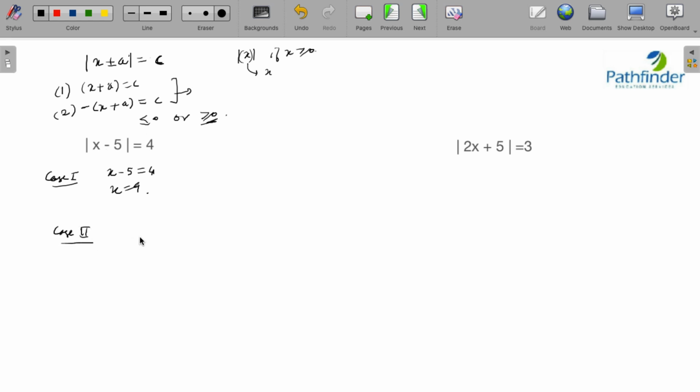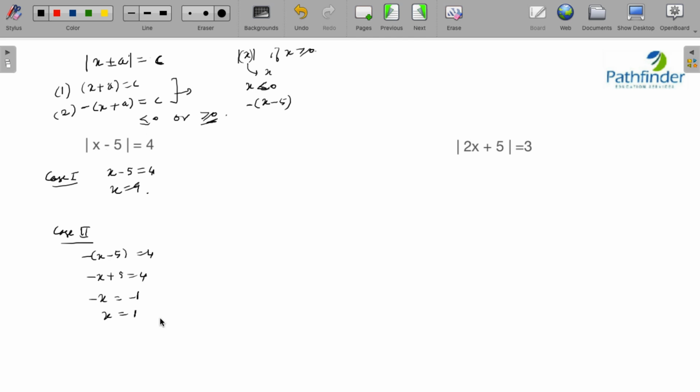Case 2, it is quite possible that the value of x minus 5 is less than 0. Then I'll have to open the mod bracket and write it as minus of x minus 5. So minus of x minus 5 is equal to 4. So minus x plus 5 is equal to 4. Minus x is equal to minus 1, or x is equal to 1. So there are two possible values of x. X is 1 and x is 9.